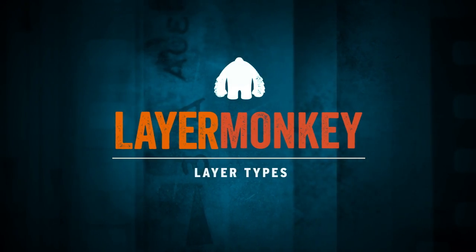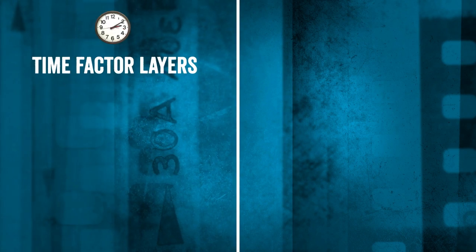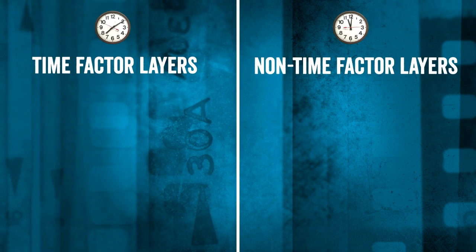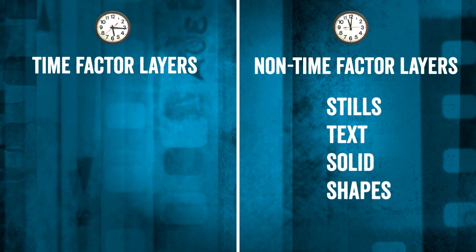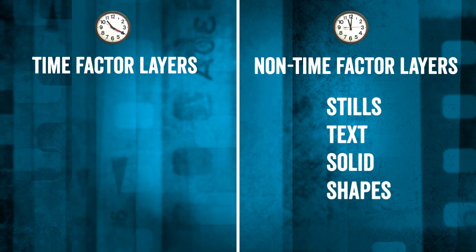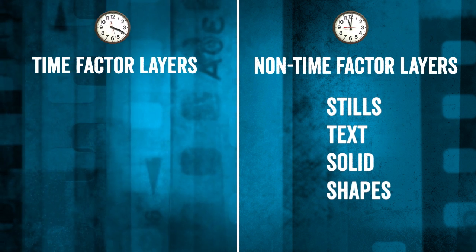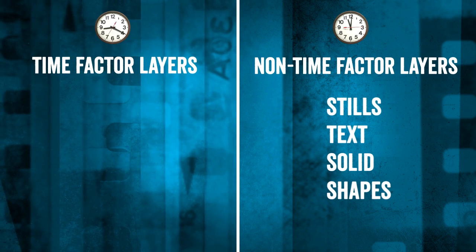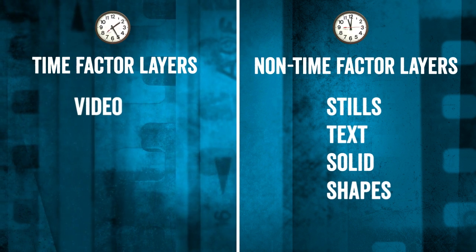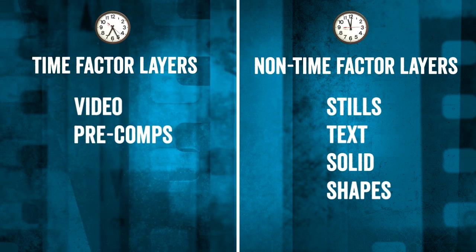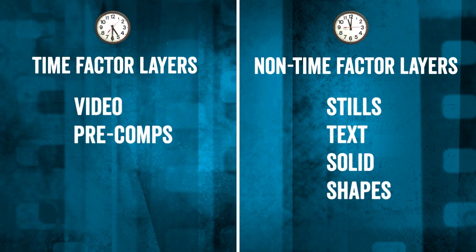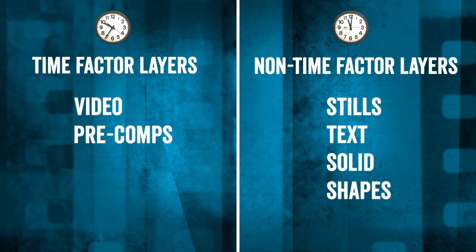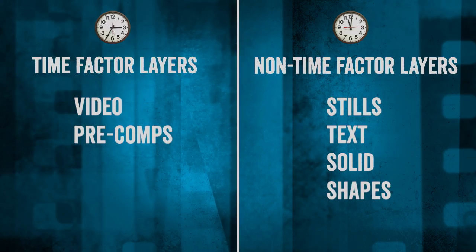There's two basic types of layers we deal with: those with a time factor and those without. Those without include stills, text, solids, and shapes. They're pretty straightforward and need no special attention. Time factor layers are anything that can have time remapping applied, like video or pre-comps. We've added timing controls to give you some options for dealing with them. Before we go over those, we're going to go through controls that are common to all types of layers.